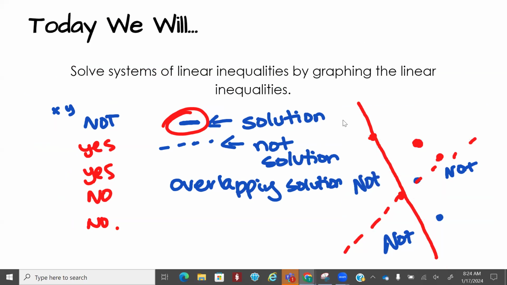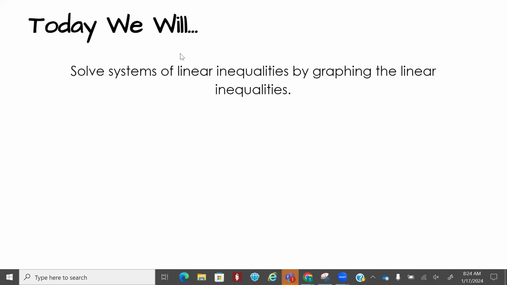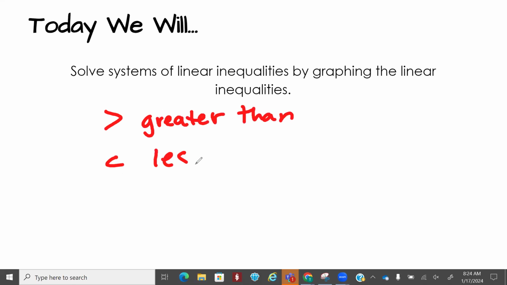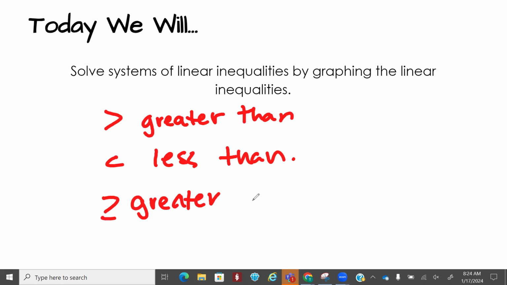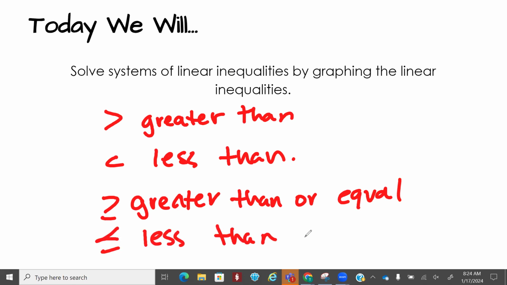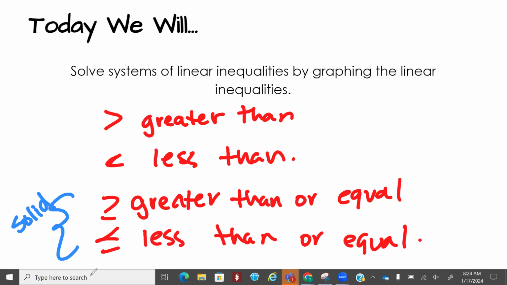Okay. All right. So we're going to talk about inequalities. The biggest thing that I need you to know is that this is greater than, this is less than, this is greater than or equal to, this is less than or equal to. And if you knew all of those, fantastic, great. These are going to have a solid line. These are going to have a dashed or dotted line.